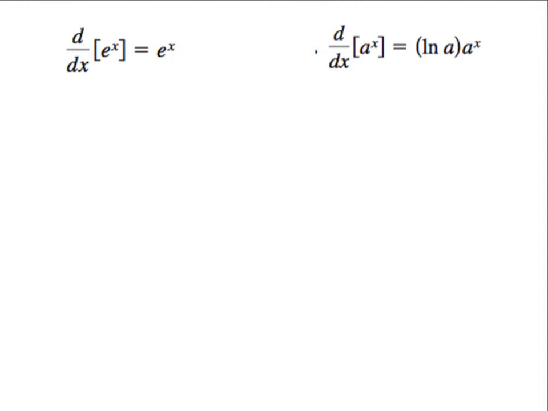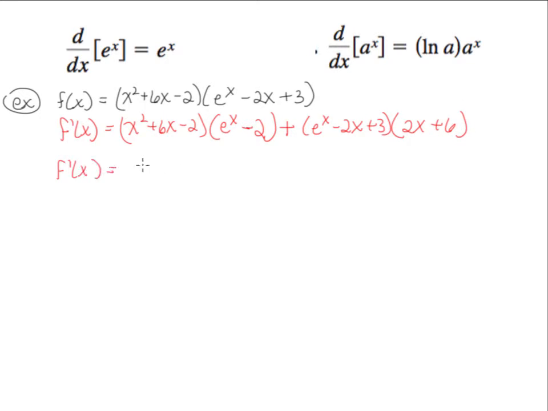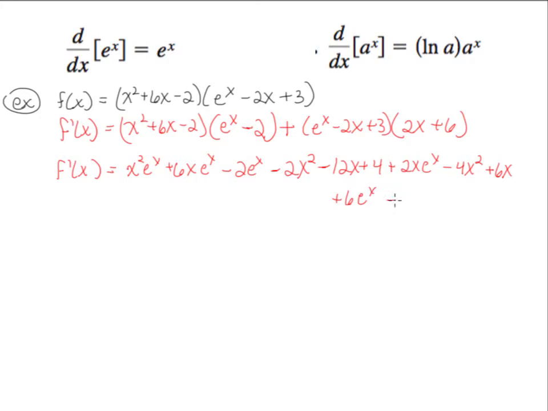The last rules I'm going to learn today are that the derivative of e to the x is e to the x, and the derivative of a to the x, a number raised to a power, is the natural log of a times a to the x. I'm going to use the product rule here. I take my first times the derivative of the second, plus my second term times the derivative of the first, and then use the distributive property or the full method, using algebra to combine any and all like terms. We end up with our final answer.